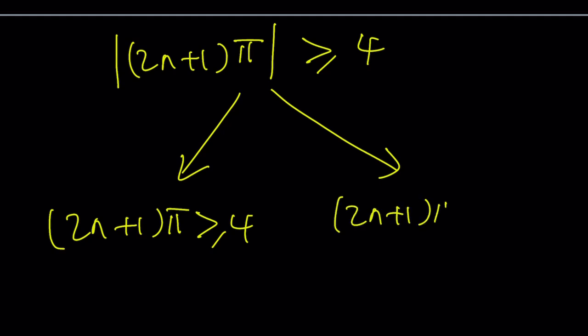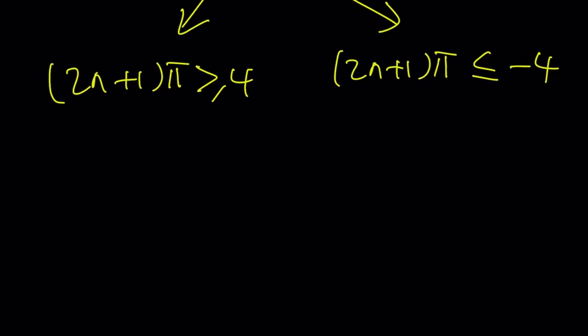Think about it, like a number whose absolute value is greater or equal to 4, either that number is to the right of 4 or to the left of negative 4. Because if you have a negative number like negative 5 and negative 6 and negative 10, its absolute value is also greater than or equal to 4. Make sense? And from here, we're going to get obviously a value for n. If you go ahead and isolate 2n plus 1, let's erase this, not pi. 2n plus 1 is greater or equal to 4 over pi.